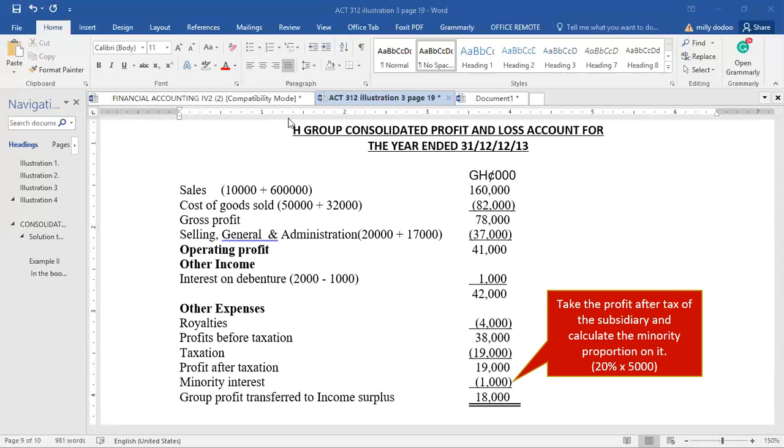Without the intra-group balances, all you need is to just add the financial statements, and then you go.